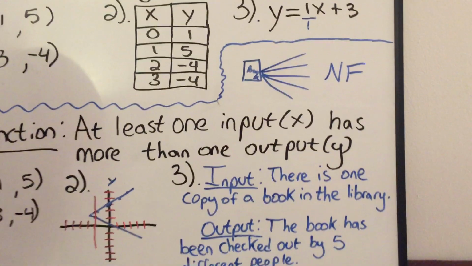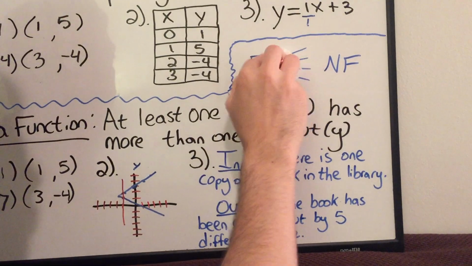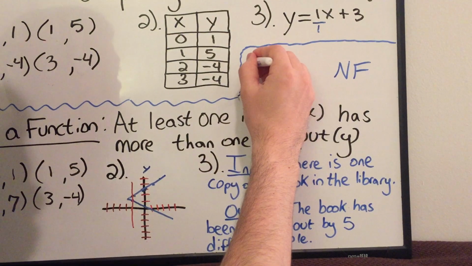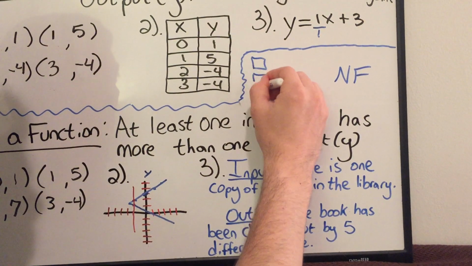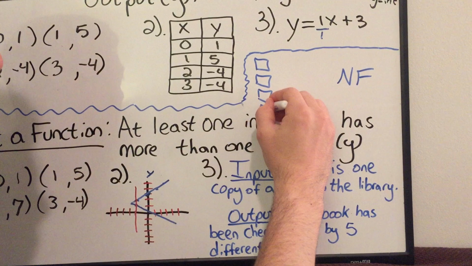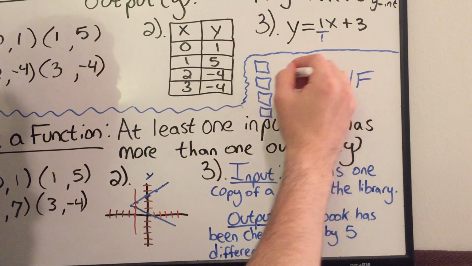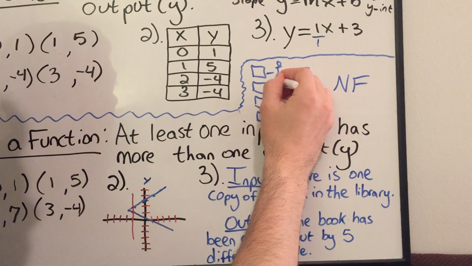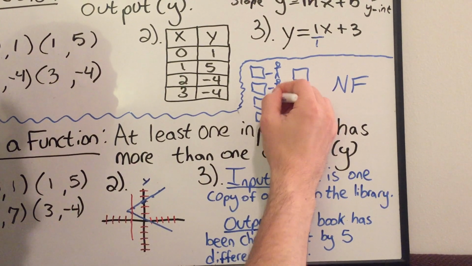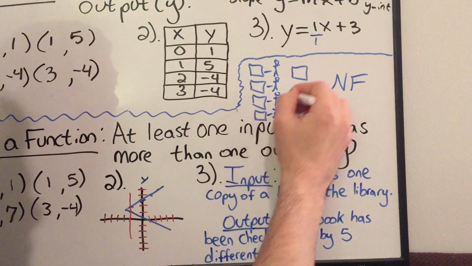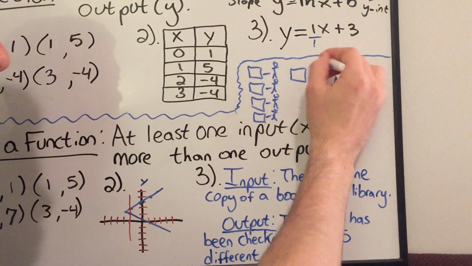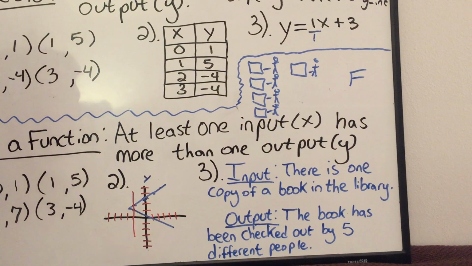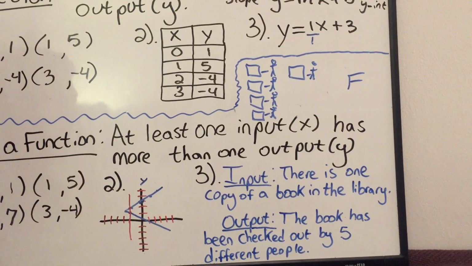In order to make that a function, a quick way you could do that is you could change that into where you have like 5 books, but they're only going to one person. So you have 5 copies of a book, but each book is just going to one person, and that would be a function. So those are just a lot of different representations you can do.